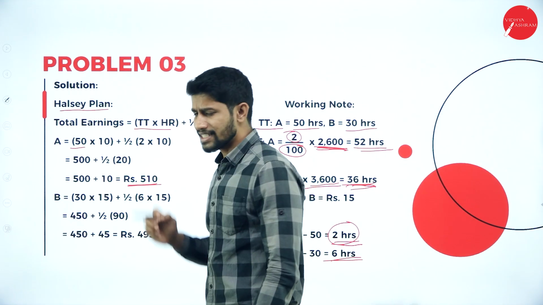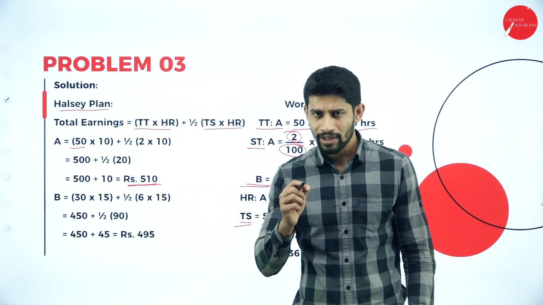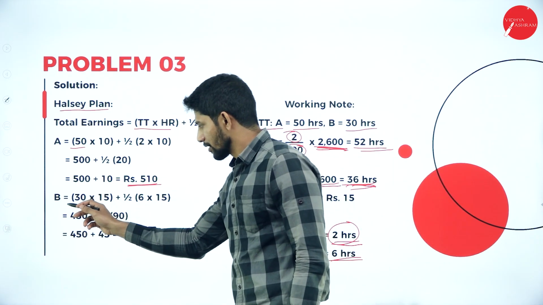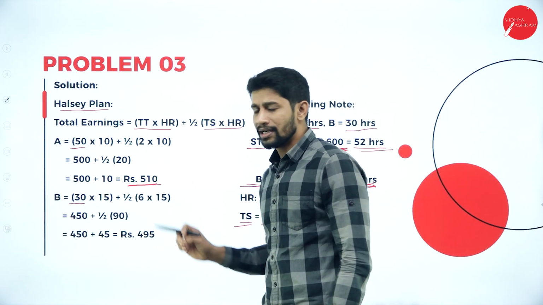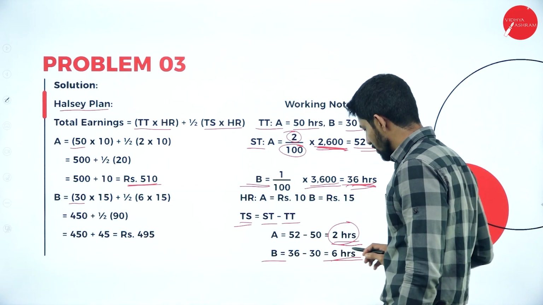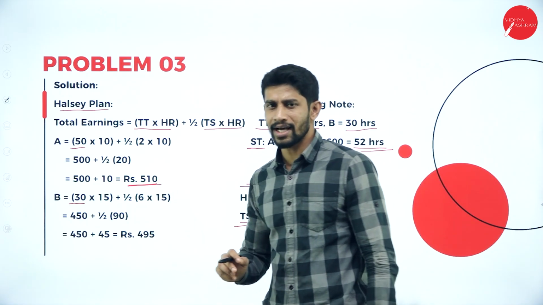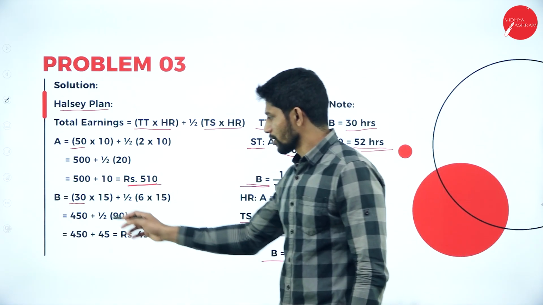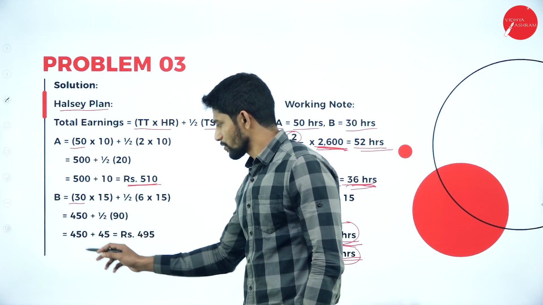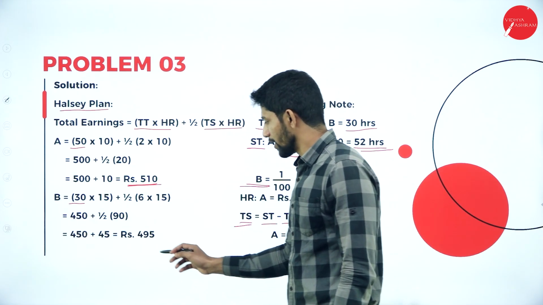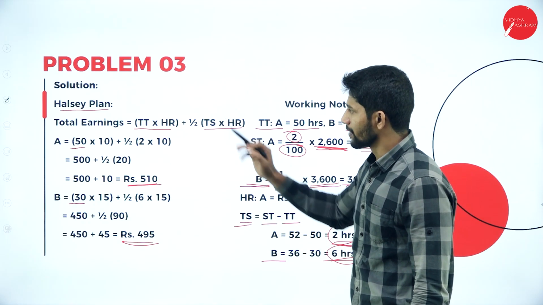Now worker B. Same formula, time taken into hourly rate plus half of time saved into hourly rate. So time taken is 30 hours into 15 rupees per hour, plus half of time saved. How much is the time saved by Mr. B, that is worker B? It is 6 hours. So time saved 6 hours into 15 rupees per hour. So 30 into 15, 450, plus half of 90, so 45. So 450 plus 45, 495 is the total earning of worker B under the Halsey plan.